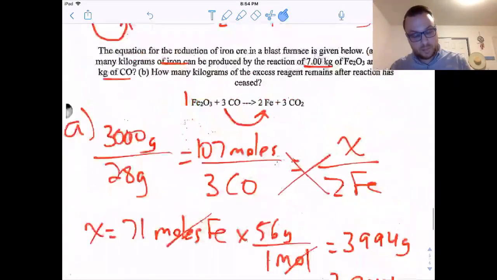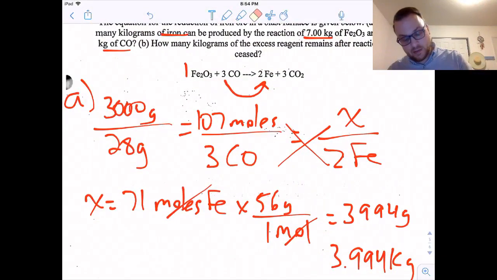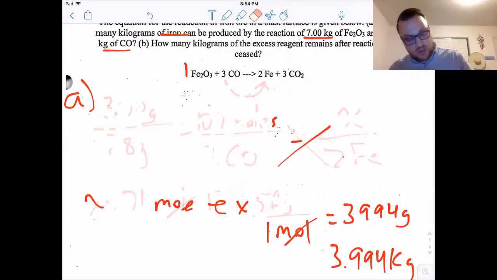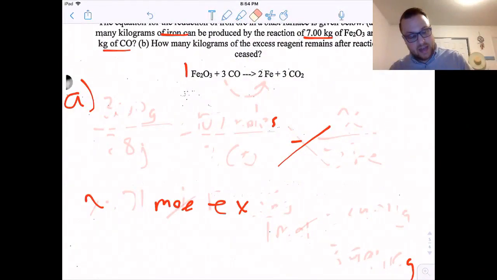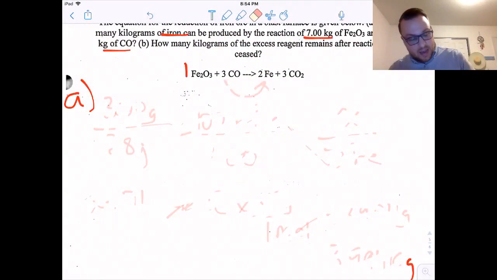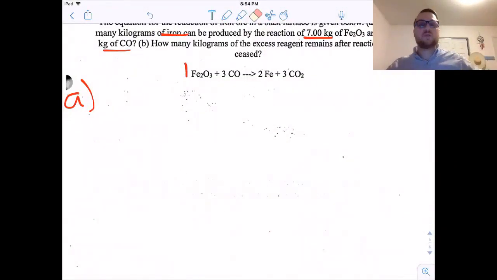Okay, B. How much iron oxide is left after the reaction is completed? So we said carbon monoxide was our limiting reactant, which means we're going to run out of it before we run out of the iron 3 oxide. So after we've reacted everything, how much iron 3 oxide is left just sitting there because the carbon monoxide's gone? We got no more.